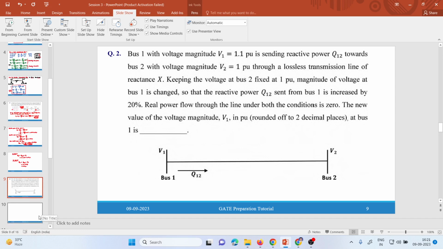Just note down this problem and we will solve it. Now we are going to solve, and you also try to solve. Whoever gets the answer, type your answer in the chat box. At the start, we are given the magnitude V1 equal to 1.1 per unit, sending reactive power towards bus 2 with voltage magnitude V2 equal to 1 per unit through a lossless transmission line having reactance X, keeping the voltage at bus 2 fixed at 1 per unit.